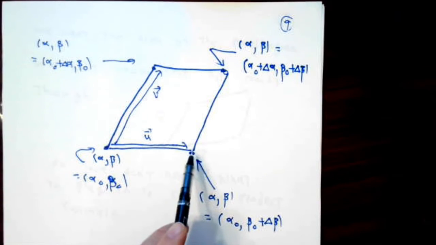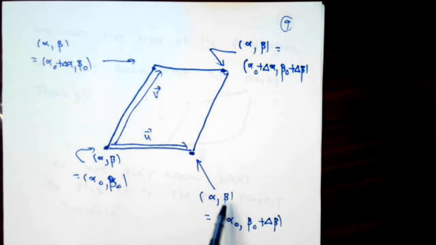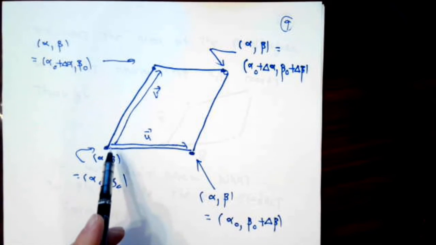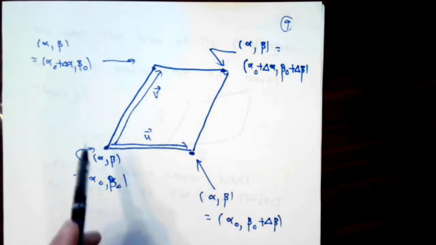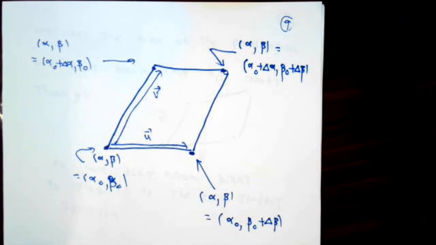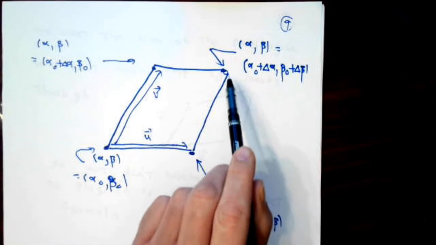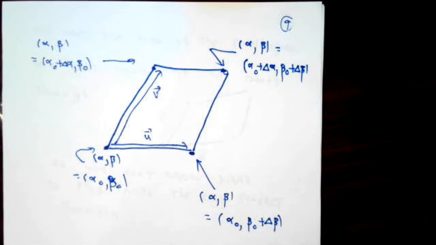Also, I'll have another point here. I get to this point from the starting point by changing only the beta coordinate. I'll draw a vector from my original point to this point and call it u. I'll draw a vector from the initial point to that point and call it v. To make a parallelogram, this point will be the change in alpha, change in beta, added to alpha 0, beta 0. I want to know the area of this parallelogram.